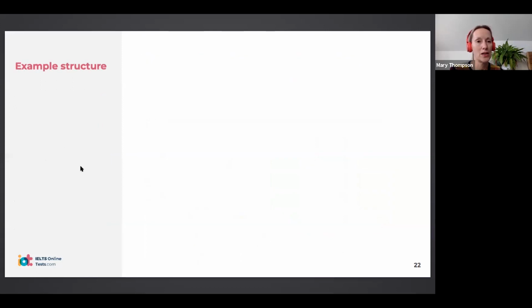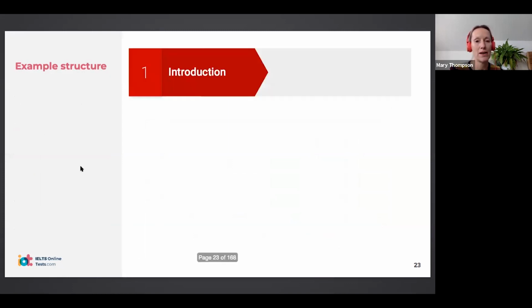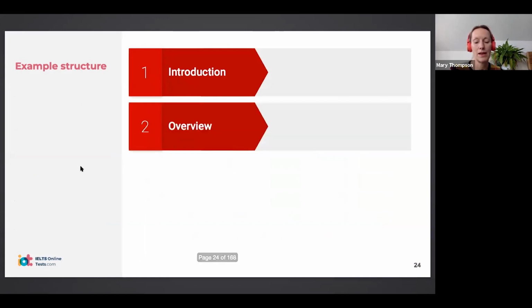Okay, so now we're going to look at the structure. How many paragraphs do you think you need for this essay, for this task? Some people say 3, some people say 2, 4, okay, all different answers. We suggest 4 paragraphs, it just makes it easier. So the first paragraph is introduction. And then we have the overview.